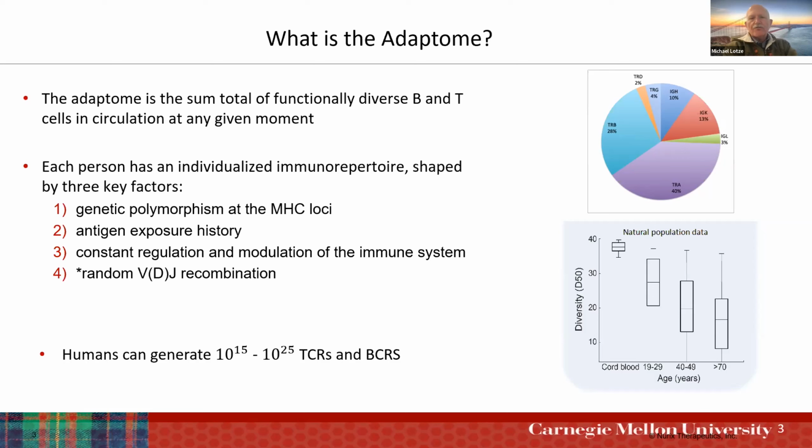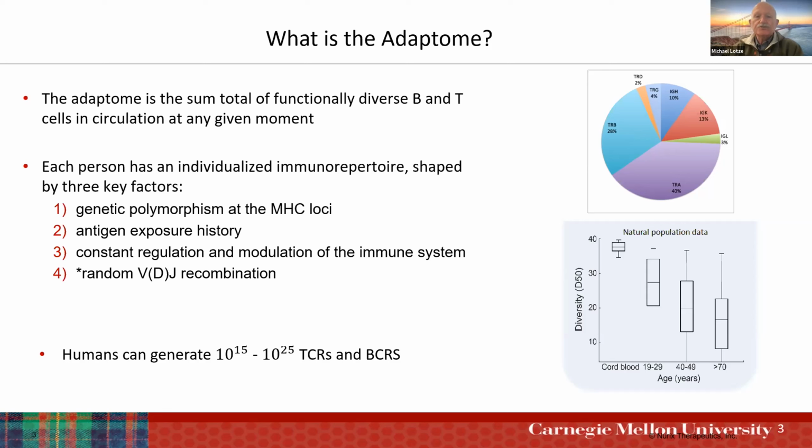But what's going on underneath the hood is this random VDJC recombination between genetic elements that allows you to generate as many as 10 to the 15th to 10 to the 25th different T cell receptors and B cell receptors. And if you look at any two individuals in the population, they share at most 3% of their individual T cell receptors and B cell receptors on average. Identical twins that are genomically identical only share 6% of their T cell receptors and B cell receptors.